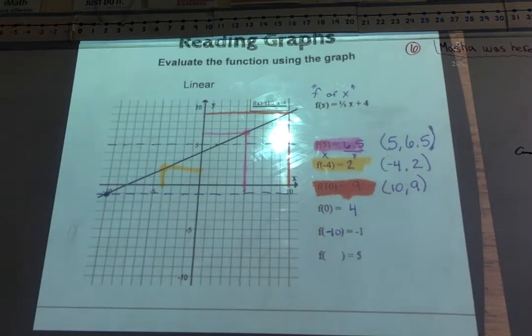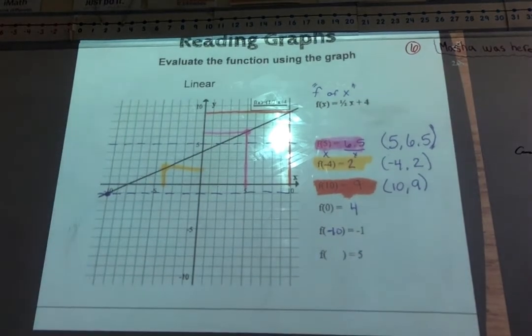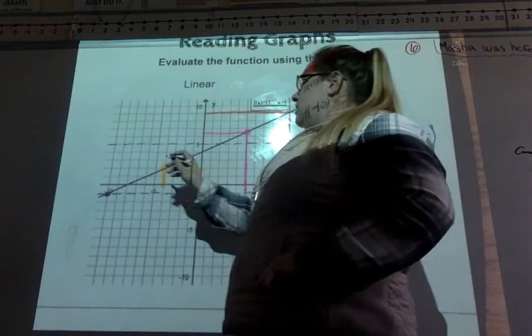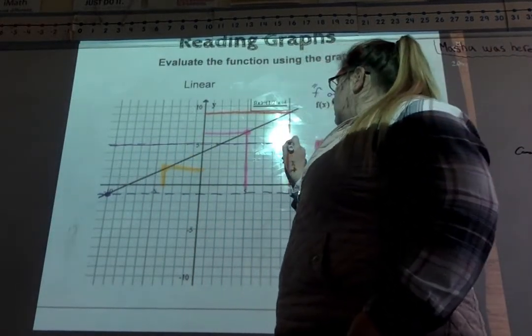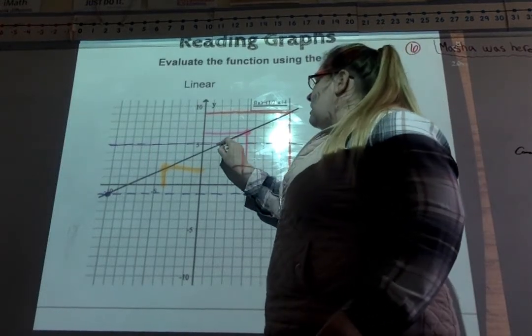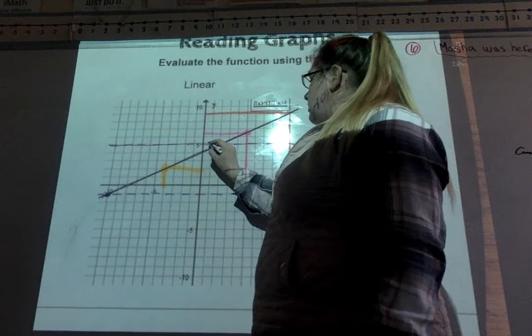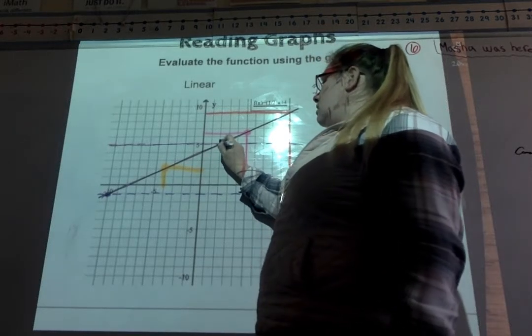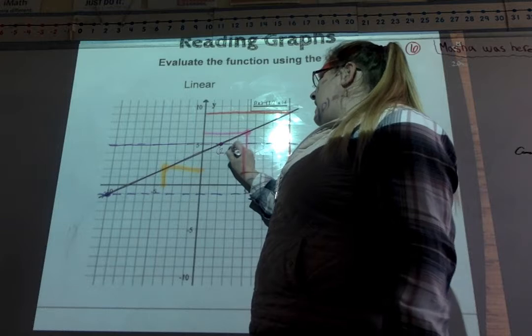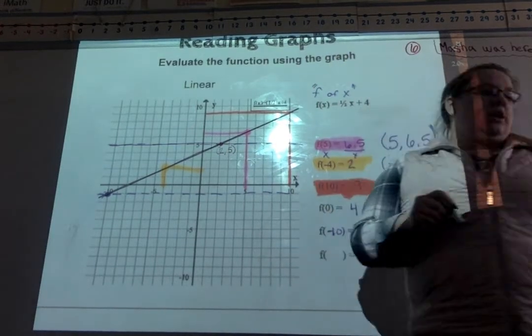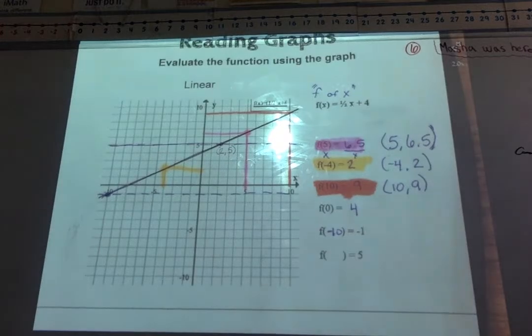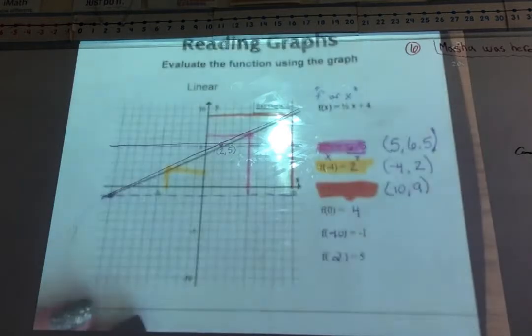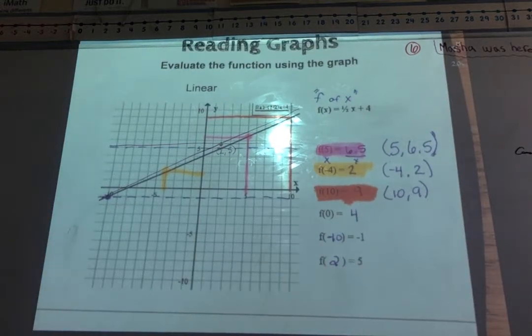Jeremy? Take a look. So here's my dotted line, here's my line. Where does this line cross it? What is this point's name? 2, 5. Oh, so it's 2. Okay. So y equals 5 when x equals 2. Alright.